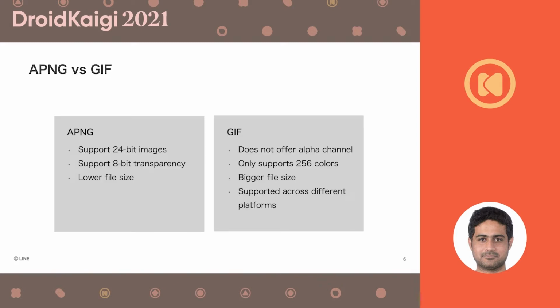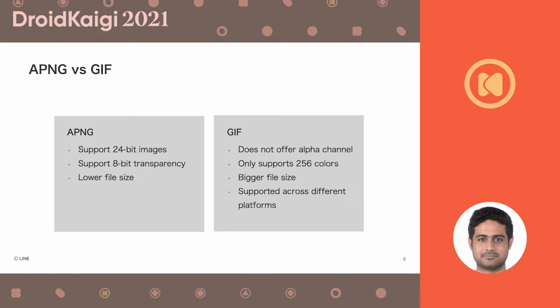Okay, so the most important part is what file format we are going to use here. There are a number of file formats available. One is APNG, another is GIF, and there's WebP. Here we are going to discuss the differences between two basic formats: APNG and GIF. So let's start with APNG.